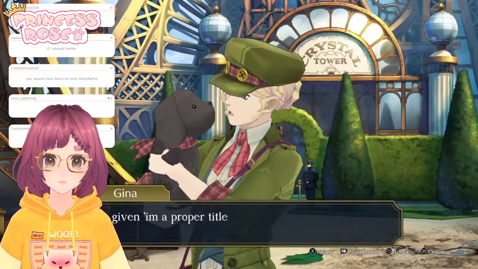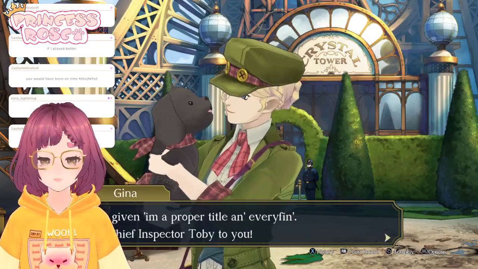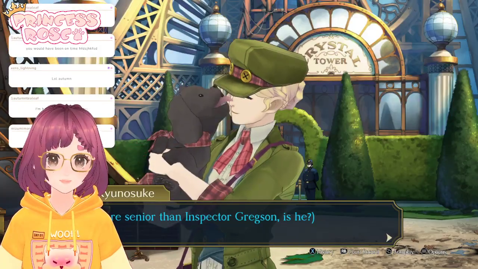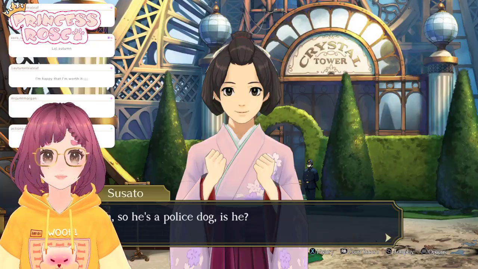Sorry? I've given him a proper title and everything. It's Chief Inspector Toby to you! More senior than Inspector Gregson, is he? Oh, so he's a police dog, is he?